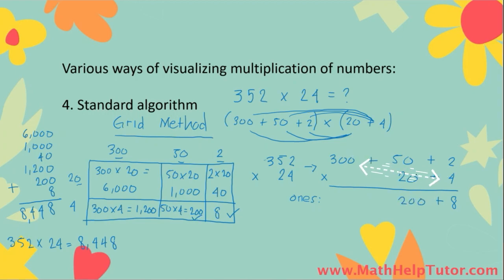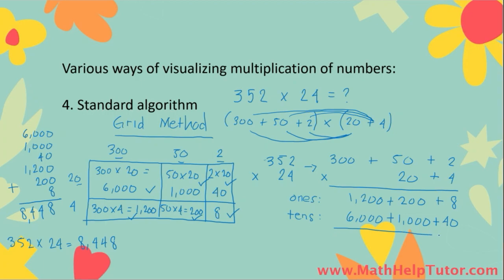And then we have 300 times 4, which is this one. That's 1,200. So since we are adding the areas, we put plus signs here, since we are adding all the areas in this region. And then let's do the tens place. Let's do 2 times 20, which is this region, and we know the answer is 40. Next, we do 50 times 20, which is this region, and we know the answer is 1,000. And then we put a plus sign as well. And then we do 300 times 20, which is this region, and we know that the answer is 6,000.